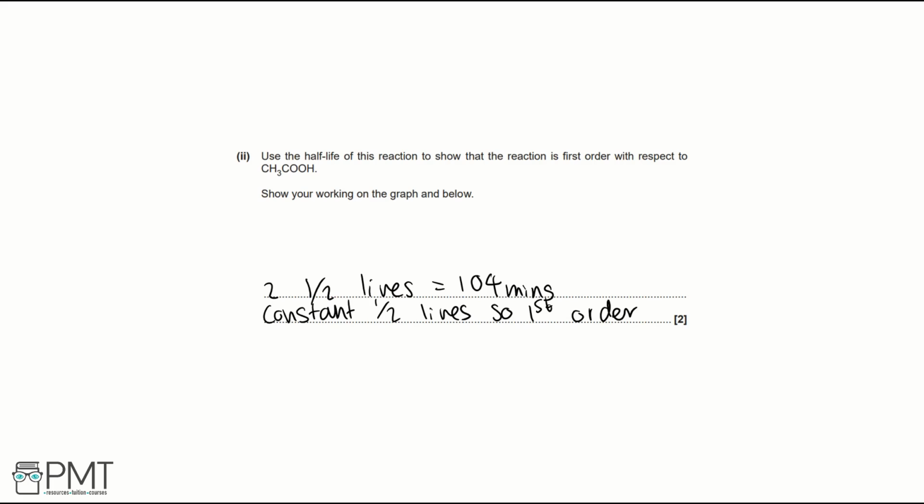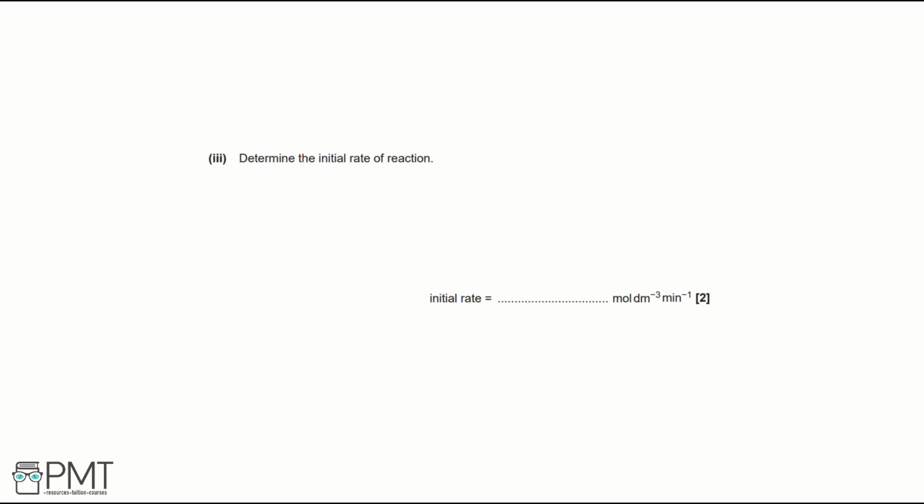To get the marks for this question, you get a mark for working out the half-lives, so 104 minutes, but it can be in the range of 102 minutes to 110 minutes. And then you get your second mark for saying that constant half-lives mean that it's first order. Part 3. Determine the initial rate of reaction. There are 2 methods to working out initial rate of reaction.